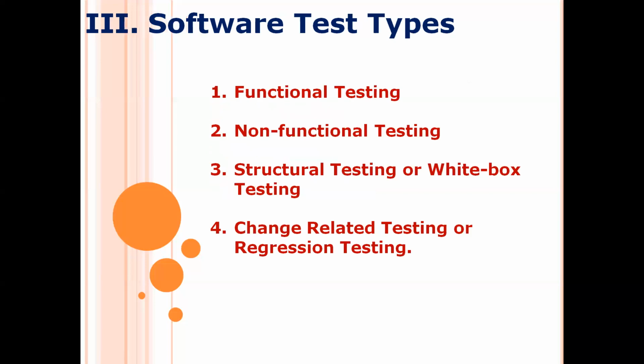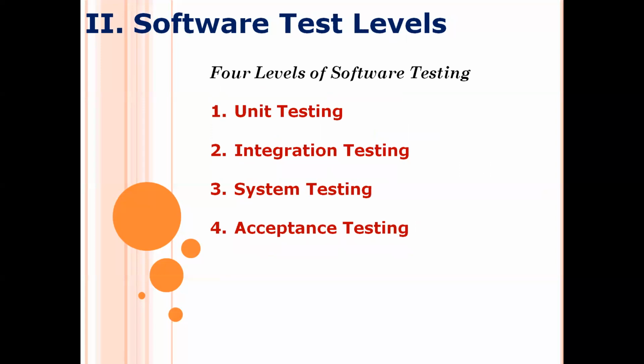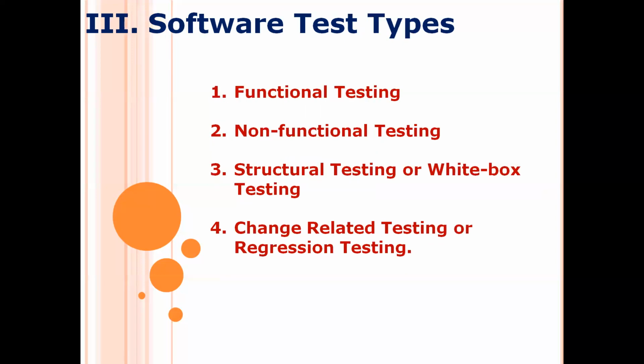Next chapter, software test types. See, a test type is a group of test activities. See, in the previous chapter, this is the sequence. Say first unit testing on individual units. Next, integration testing. Next, system testing on integrated system. After system testing, finally, the acceptance testing. This is the sequence.